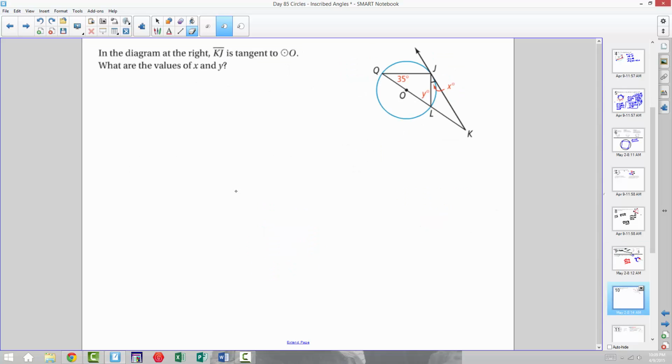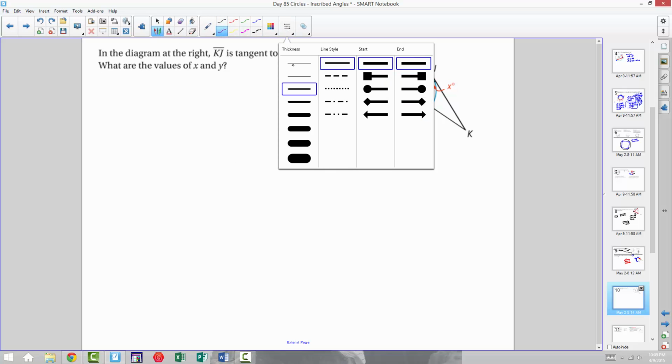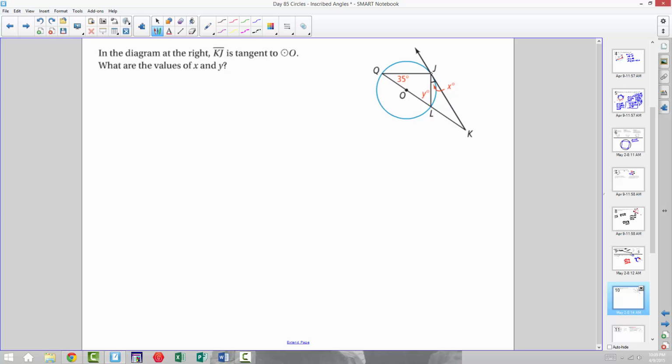Let's try it again with a different example. I want the values of x and y. So knowing that KJ is tangent to circle O, what's the value of x and y? Well, if I have a tangent, I know that I can find arc measures. So first of all, what I'm going to do, I know that this arc right here, JL, I'm going to highlight JL.